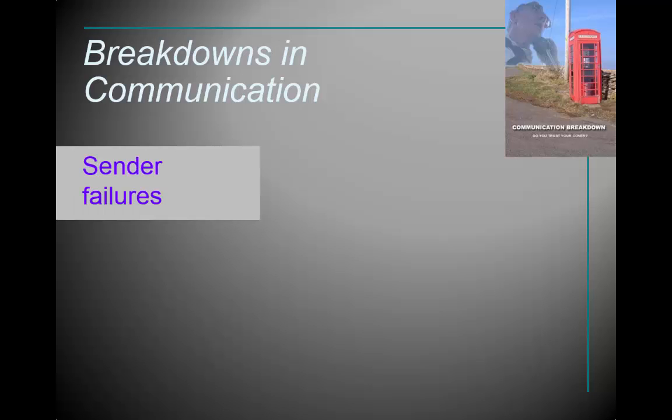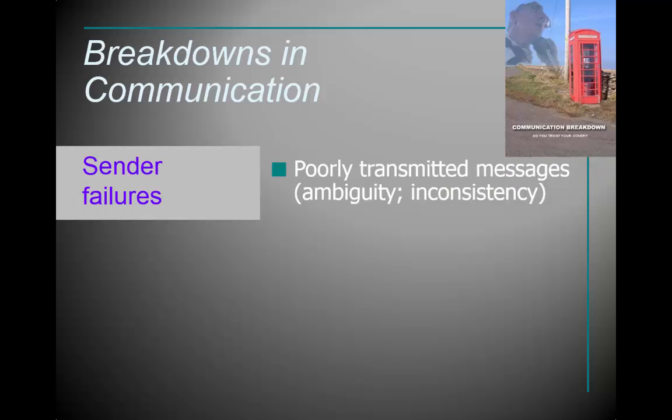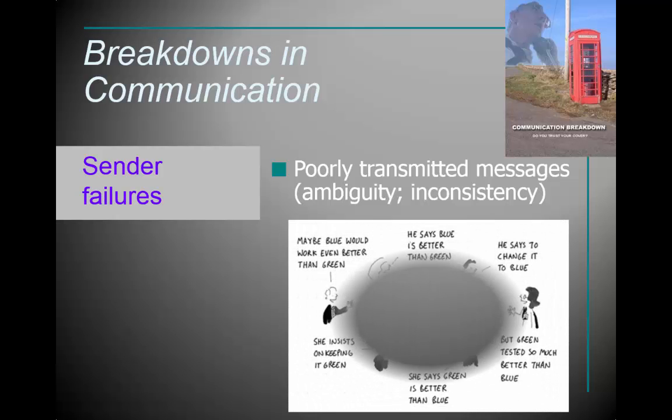Some breakdowns in communication can come from sender failures. Sender failures occur as the sender may transmit a message poorly. There may be ambiguity or inconsistency in sending the message. This can be seen in the game of telephone.